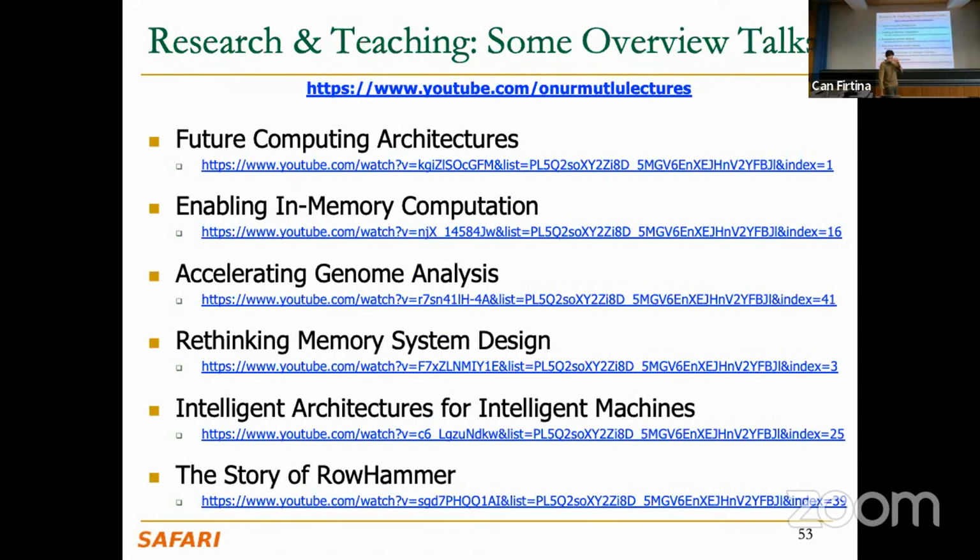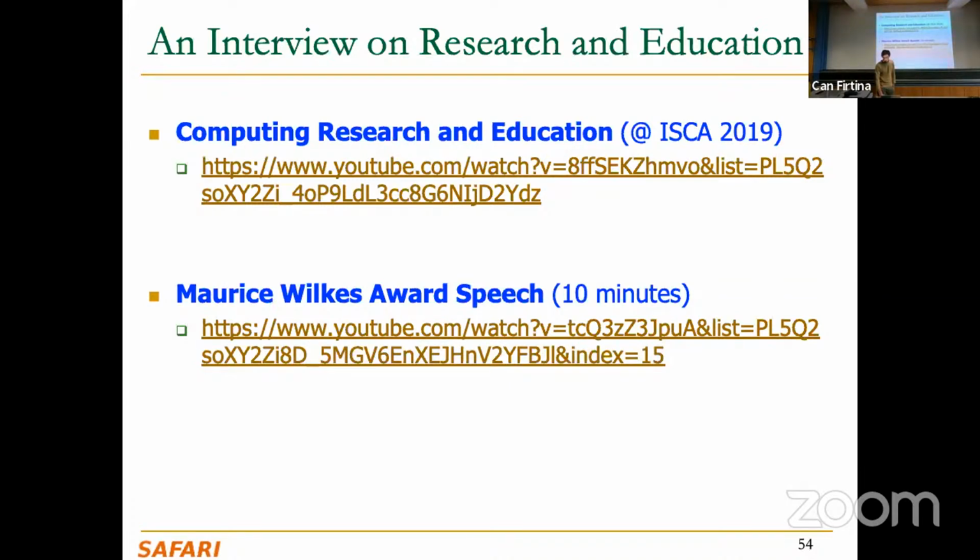Okay, overview talks. These are from Professor Mutlu, on many different topics: future computing architectures, in-memory computing, genome analysis, the story of RowHammer. This one is pretty good. I don't know if we will have time, but we have some slides from that talk in today's lecture. They will be there because you already have the PowerPoint, so you can check them later if we don't have time to cover them all today.